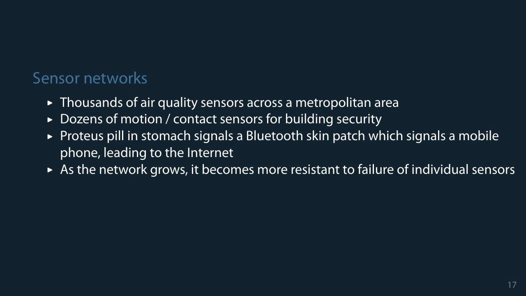You could have a Proteus pill that you take. This is a pill that, once it's in your stomach, interacts with stomach acid and signals a Bluetooth skin patch, which in turn signals a mobile phone, which in turn sends a signal to your doctor on the internet so that it's clear that you haven't forgotten to take your pill. And as the network grows, it becomes more resistant to the failure of individual sensors. So you can imagine that the thousands of air quality sensors are much more resistant to failure than the dozens of motion contact sensors. And then that again is more resistant to failure than the individual Proteus pill with its Bluetooth skin patch and phone.